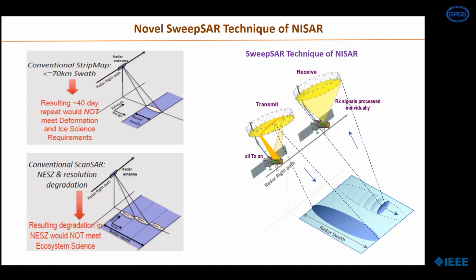Another imaging mode is ScanSAR, where the imaging is operated by different beams to cover the intended swath. For example, in EOS-4, we have ScanSAR imaging of MRS and CRS, respectively 20 kilometers.